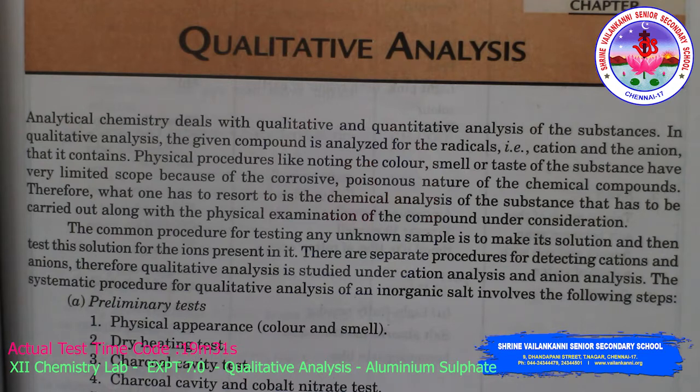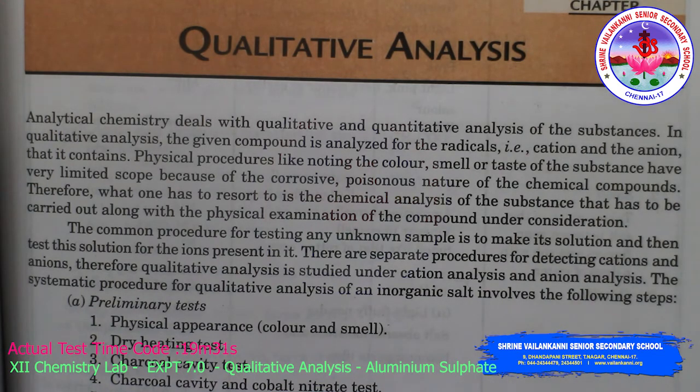Here a simple salt is formed by the combination of an acid radical and a basic radical. For example, sodium chloride is formed by the combination of the acid radical, chloride ion, and the basic radical, sodium ion. So here Na+ and Cl-. Each and every radical, whether basic or acidic, has its own characteristic reaction. By doing such reactions systematically, it is possible to identify the radicals present in a salt. This is called salt analysis.